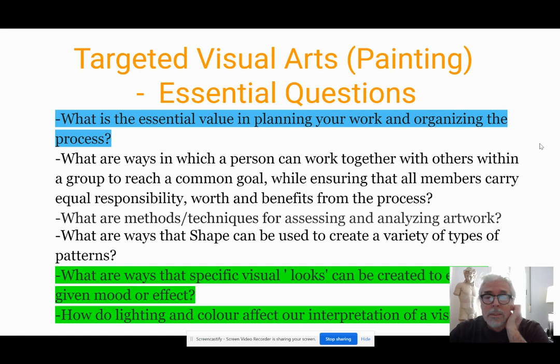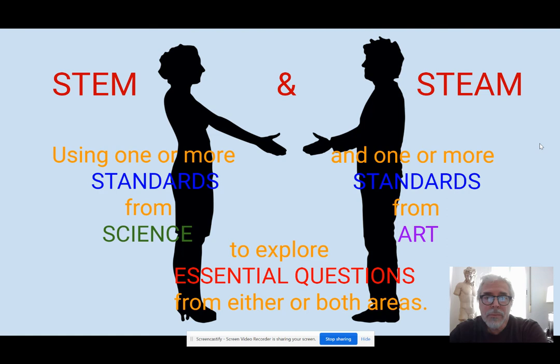And what are the specific ways that visual looks can be created in order to create a certain mood or effect? In other words, how does color affect emotion, is one of the ways. And how do lighting and color affect our interpretation of a visual piece of artwork?